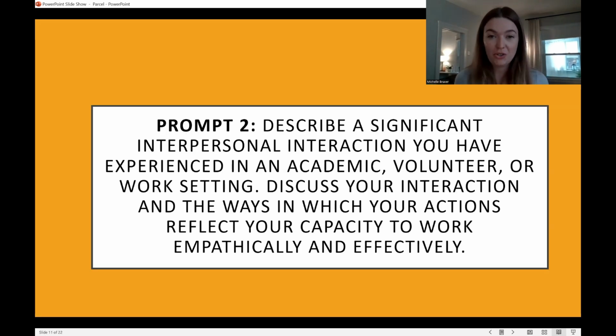So prompt number 2: describe a significant interpersonal interaction you have experienced in an academic, volunteer, or work setting. Discuss your interaction and all the ways in which your actions reflect your capacity to work empathetically and effectively. So the school is asking this question because they want to gain an understanding of your critical thinking skills and alignment with social work values. So this is where it might be really helpful to reflect on the NASW Code of Ethics and social work values.